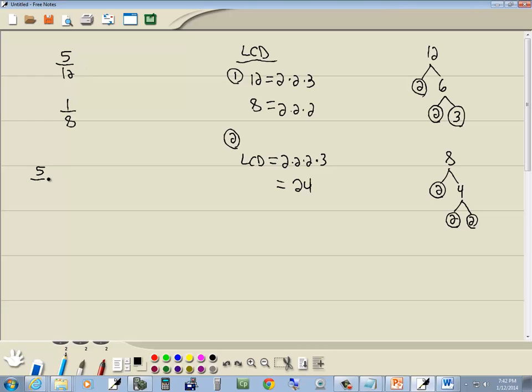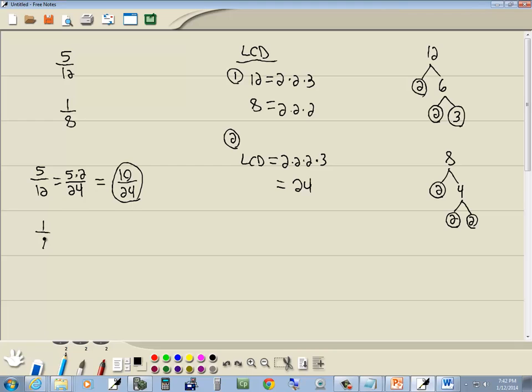So we got 5 twelfths, and want to rewrite it with our new denominator. Now you ask yourself, what did you multiply by 12 to get 24? And that's 2. So you have to multiply the top part by 2. So 5 times 2 gives us 10 24ths.